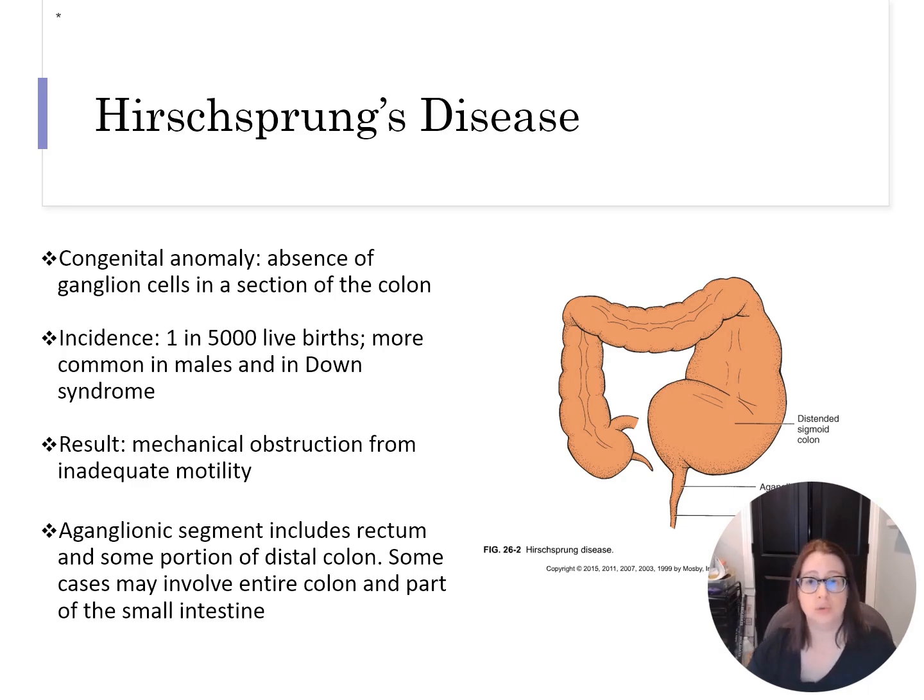So normally stool bolus will enter the rectum, which then relaxes and releases, but here it actually cannot. So this lack of motility causes an obstruction. The aganglionic segment affected is typically the rectum and some portion of the distal colon. Some cases can involve the entire colon and part of the small intestine as well, but that is more rare.